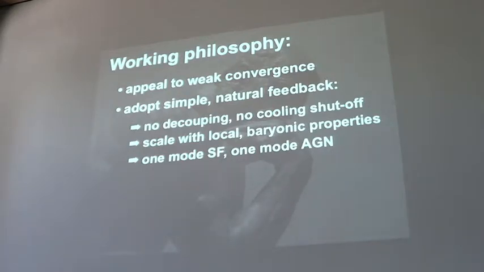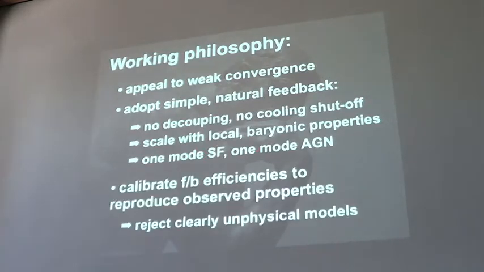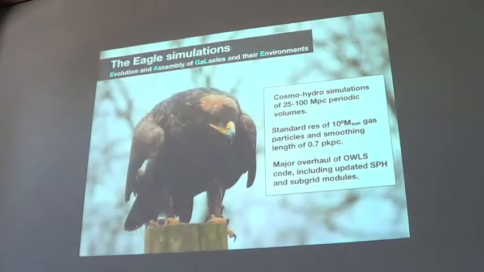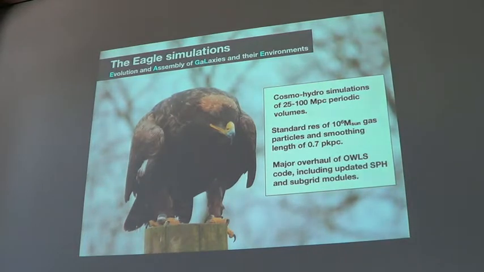We're only going to have one mode of star formation feedback, sorry, I should say stellar feedback, and one mode of AGN feedback. So no explicit quasar mode or radio mode. And then we'll calibrate these efficiencies to reproduce something like the observed galaxy stellar mass function at low redshift. So it's a philosophy that's really been pioneered by the semi-analytic community. And then we'll reject anything that's clearly unphysical. So that is the philosophy behind the Eagle simulation. So here's the bird that Frank promised you.